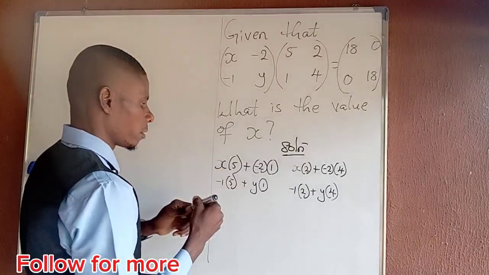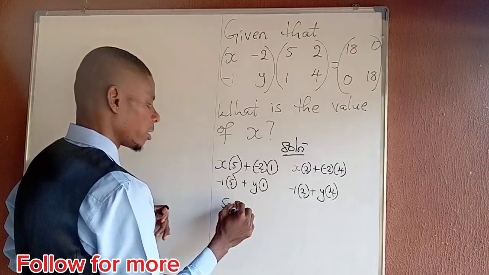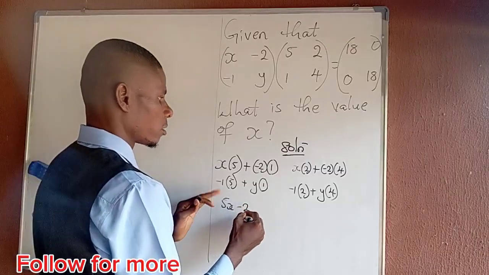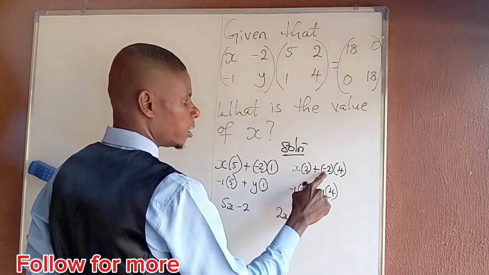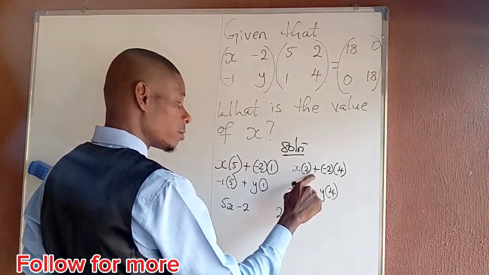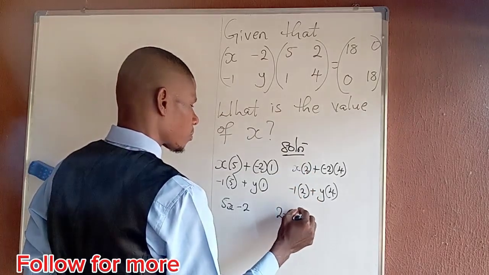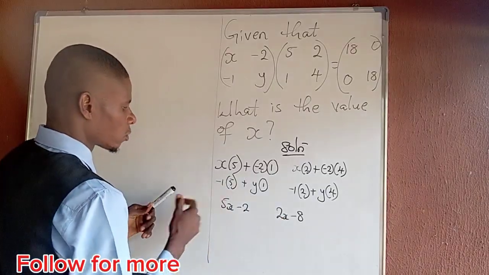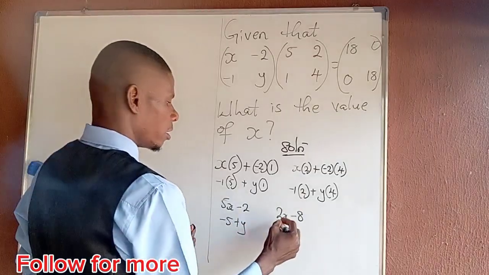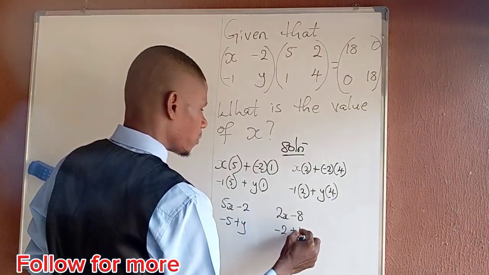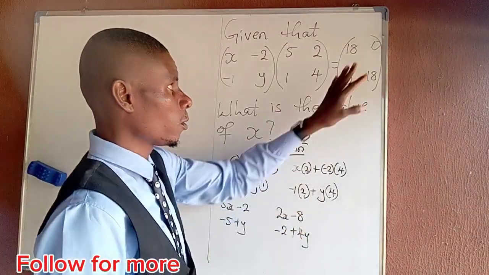So here is x times 5 is 5x, and minus 2 times 1 will give us minus 2, all right, on this side. So here, 2 times x is 2x, and minus 2 times 4 is minus 8. All right? Okay. Now, minus 1 times 5 is minus 5. y times 1 is y. Here is minus 2. Here is 4y. Okay. The whole of these are equal to this.